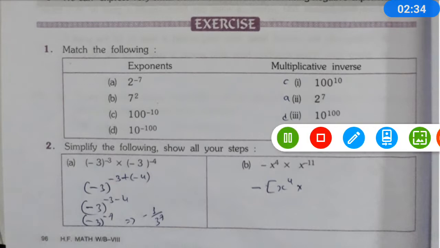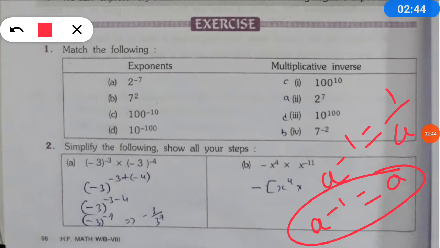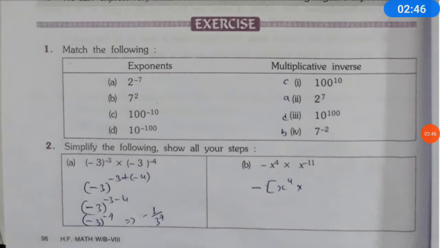If we are not using the law a to the power minus 1 equals 1 upon a, we can directly write the inverse. Sometimes we are not using the law, we directly write the reciprocal form. Do you remember the word reciprocal? Reciprocal means only the inverse, in a multiplication form.